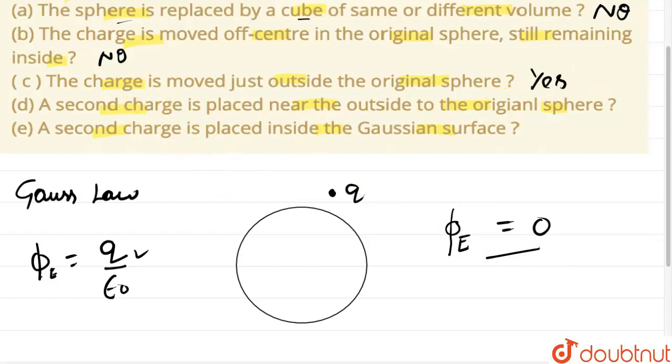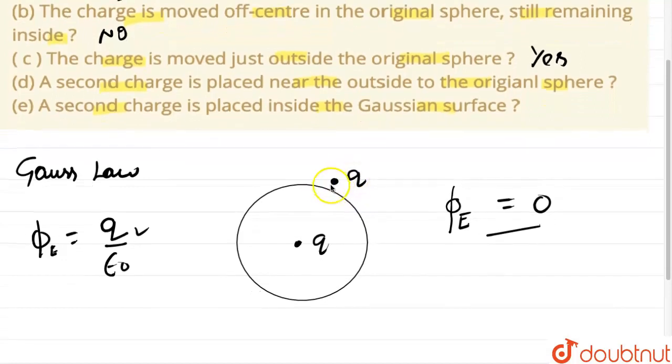Now in the next scenario, let us place this charge back inside. The question is, a second charge is placed near, outside the original sphere. So we have placed another charge somewhere outside the Gaussian surface, somewhere here. Now as the charge is outside the Gaussian surface, still the charge enclosed by the Gaussian surface is our initial charge Q, and it has not changed. So our flux would remain the same. So our answer would be no, the flux will not change in this case.